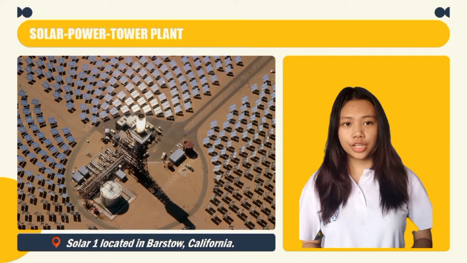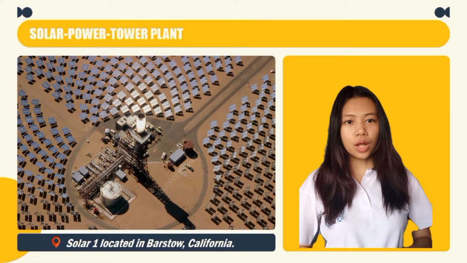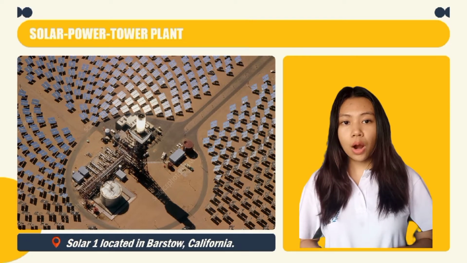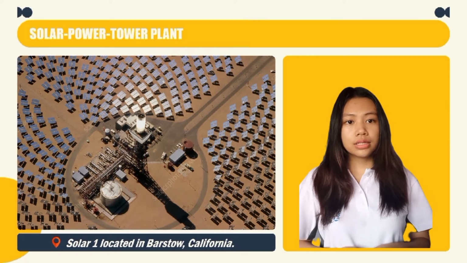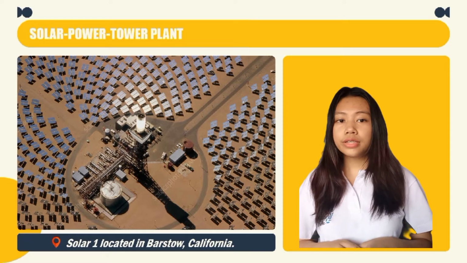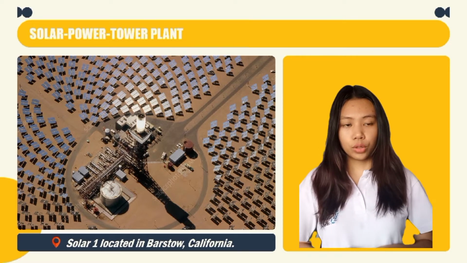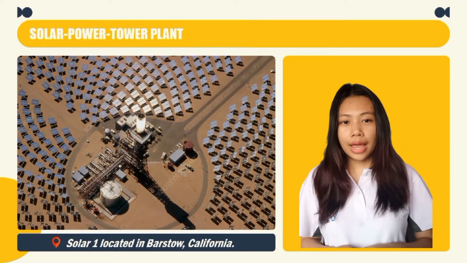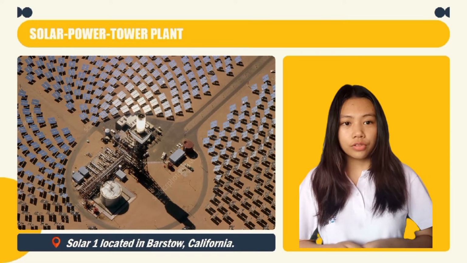The first large-scale solar power tower plant is Solar One, located at Barstow, California. It has a capacity of 10 megawatts. The tower is 91 meters high, and the receiver located at the top of the tower is water-cooled. There is an oil and sand storage unit that can help supply electricity for 3 to 4 hours after sunset.